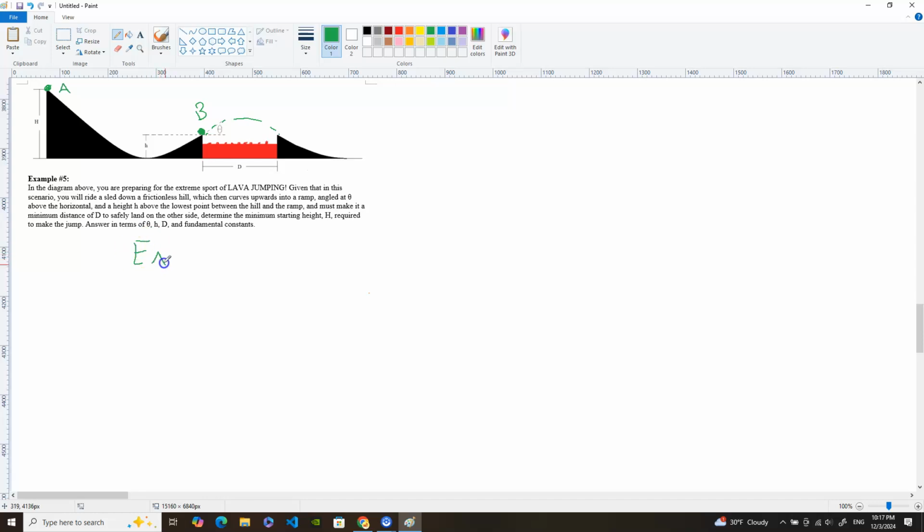This is going to be an energy at A equals energy at B. The goal is to solve for what is H in terms of little h, in terms of D, in terms of theta, in terms of G, which is our fundamental constant. At position A, I have potential energy only. At position B, I have potential because I have a height h, and I have kinetic. The problem is I don't know how much kinetic I have because I don't know what V is. And I have to know what V is in order to figure out what the height of big H is. That's my goal, solve for H.